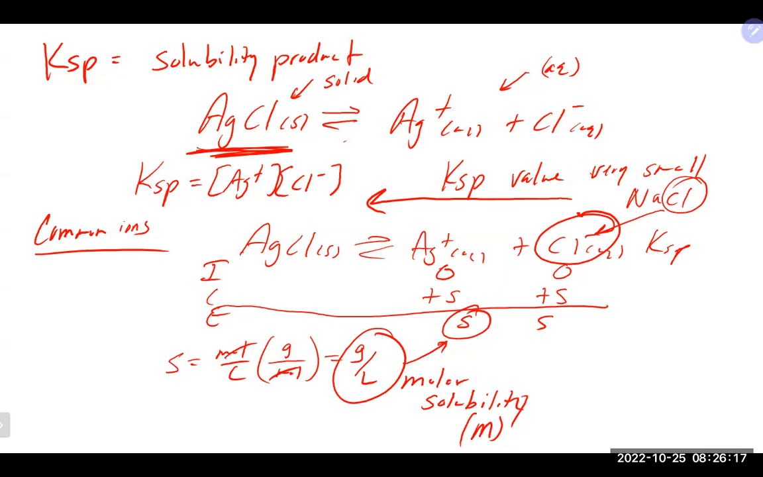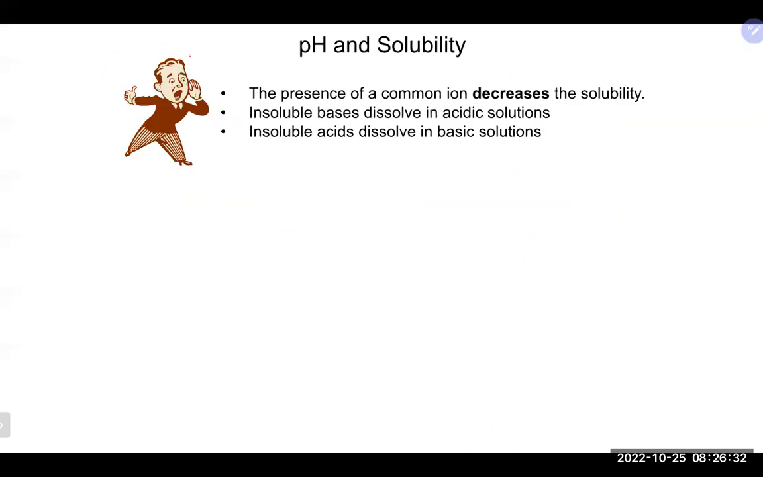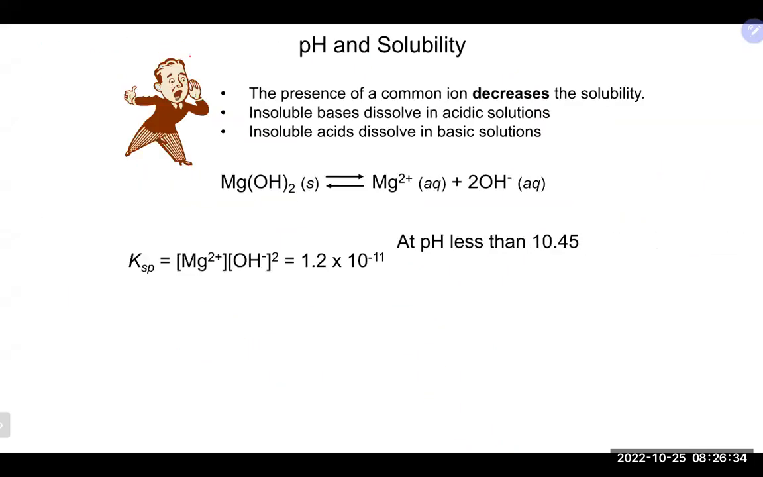The other thing that we talked about that can affect solubility is pH. I think that's where we ended last time, with an example. I think it was magnesium hydroxide maybe. And when we looked at magnesium hydroxide, which is somewhere here, this was the one I think we were looking at.